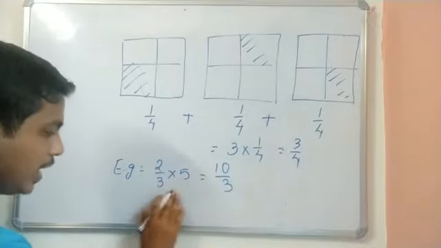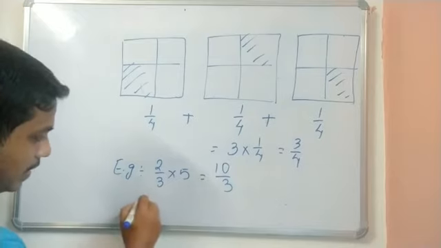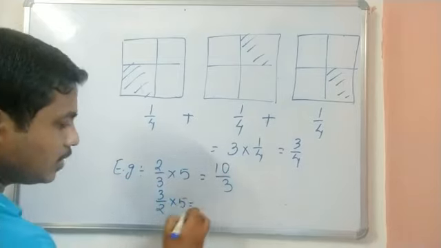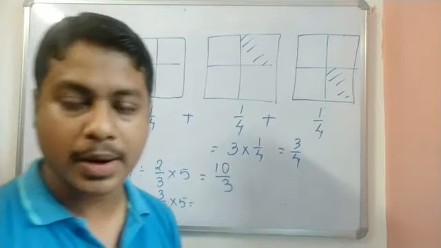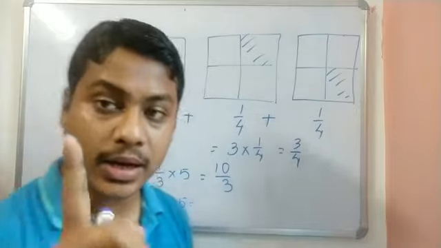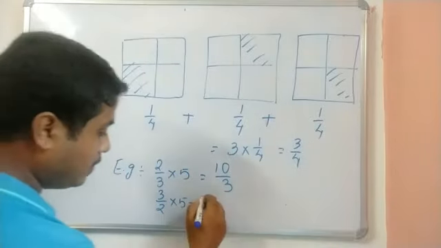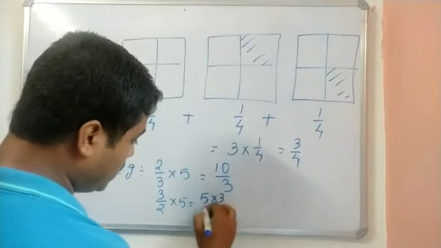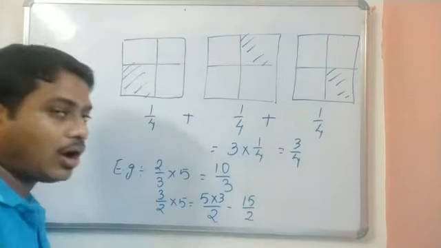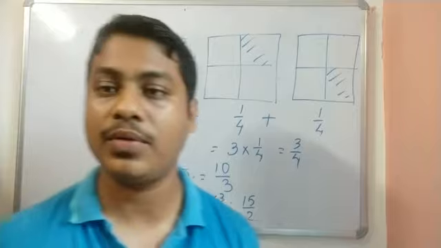If I do an improper fraction, then what will happen? Suppose I do 3 by 2 into 5. You do proper fraction, improper fraction. Remember that you should always multiply with the numerator. So it will be 5 into 3 divided by 2. So it will be 15 by 2. So this is how we have to do the multiplication of a fraction.